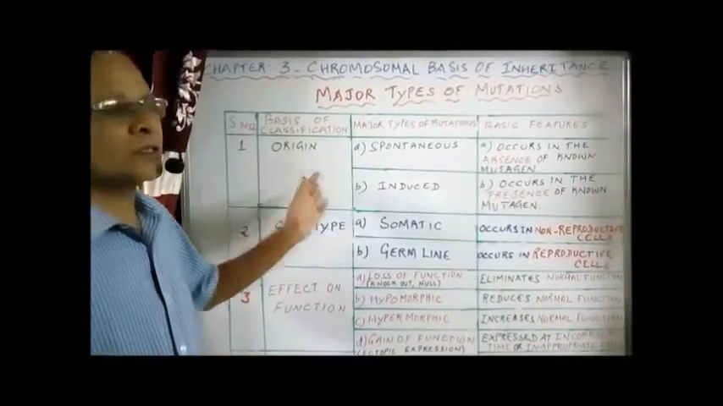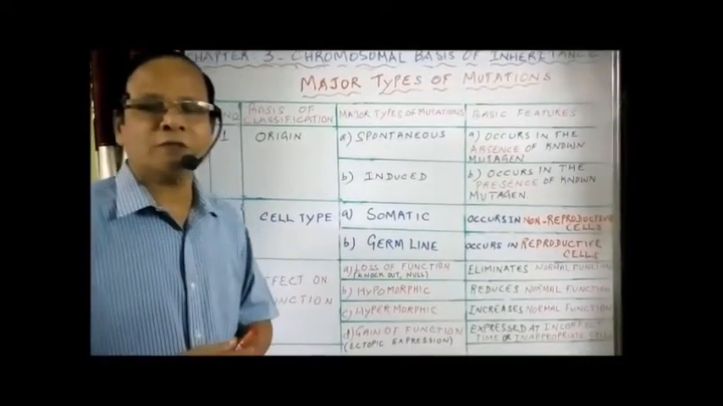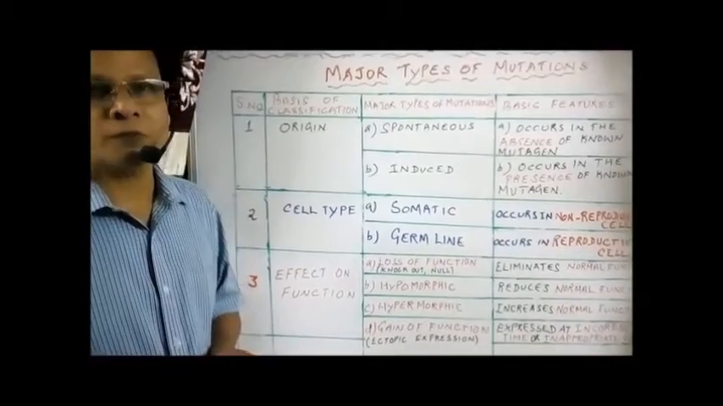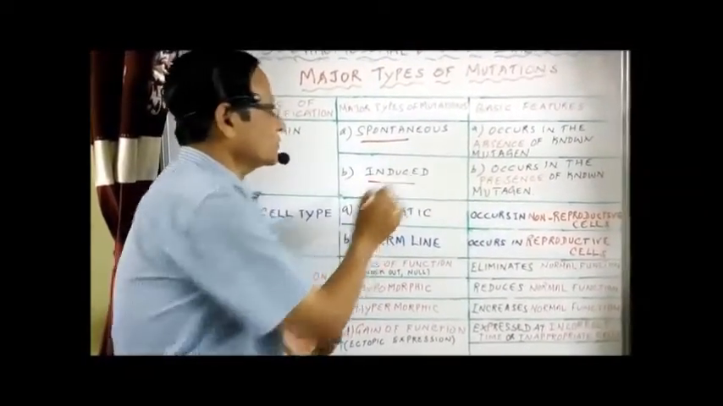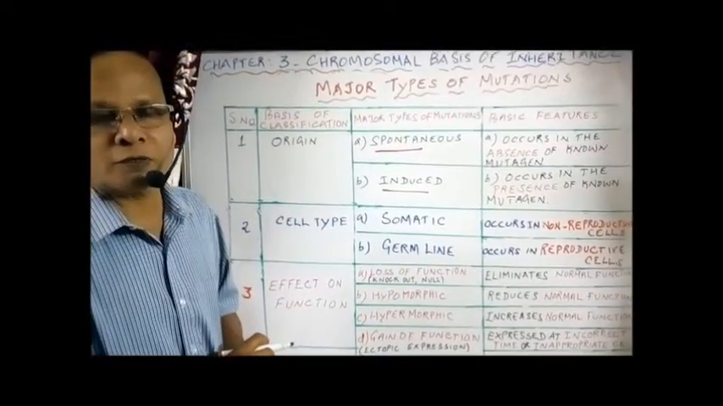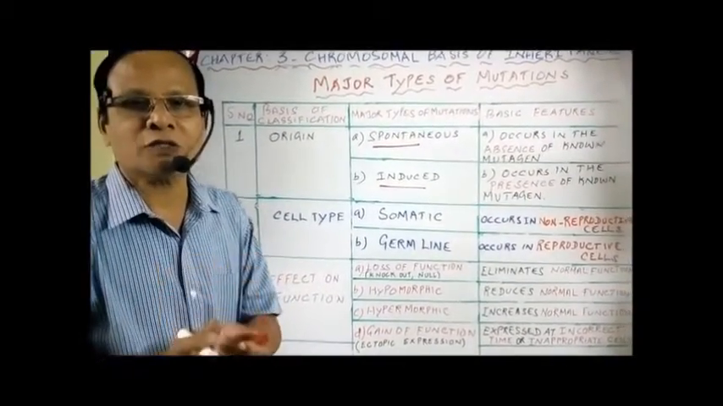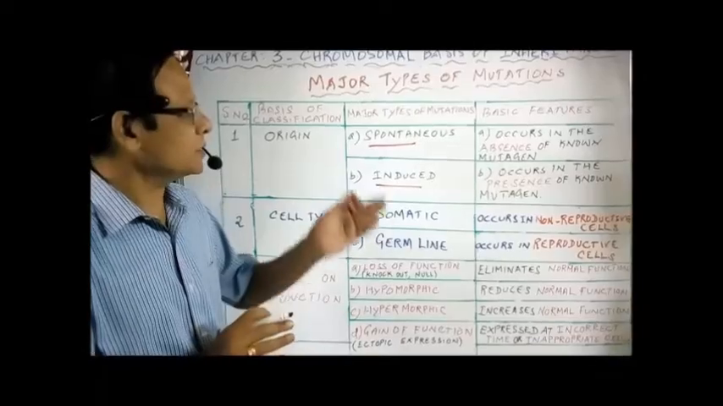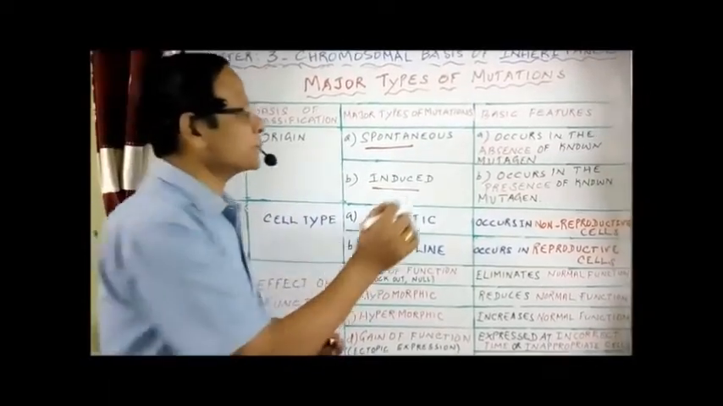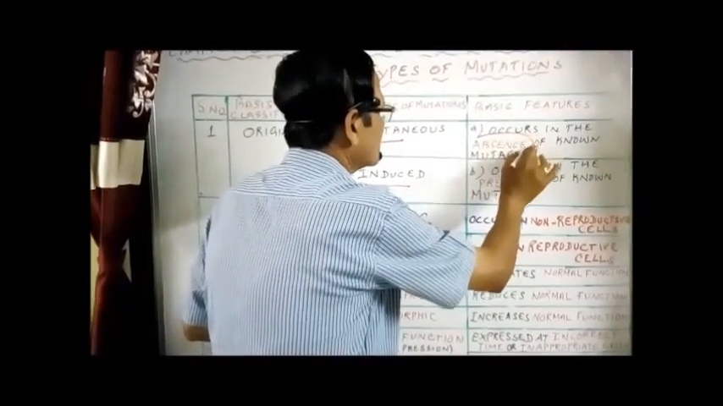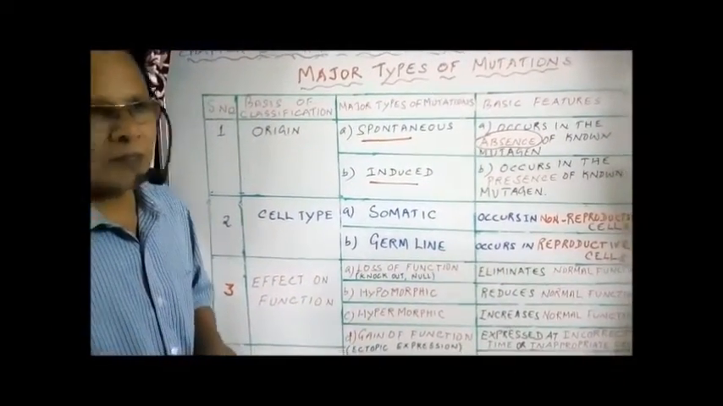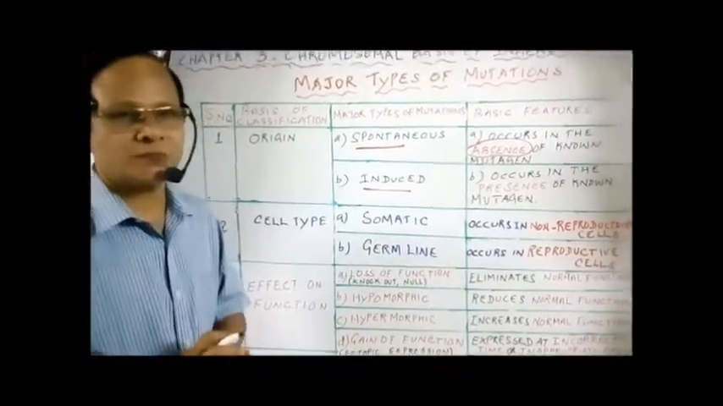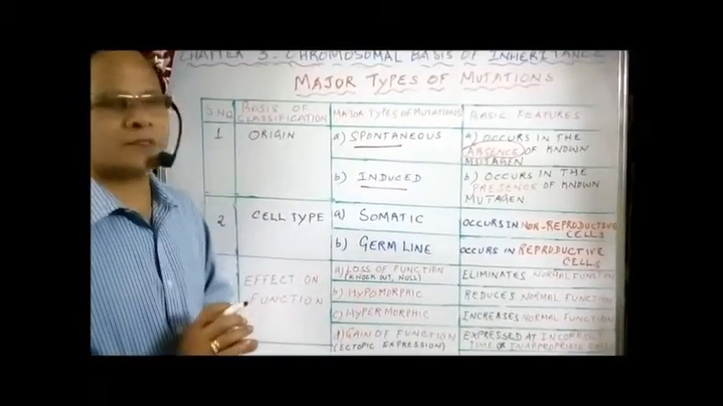Now based on the origin, we can classify the mutations into 2 types: one spontaneous, another one induced. Spontaneous means the one which occurs naturally. That means a mutation that occurs in the absence of a known mutagen, without any mutagenic agent. If a mutation occurs in nature, then it's called spontaneous.